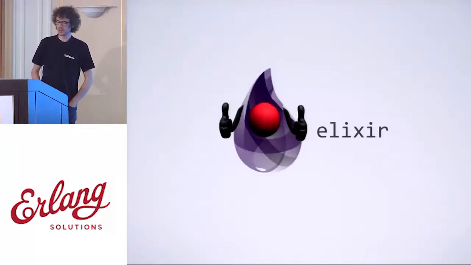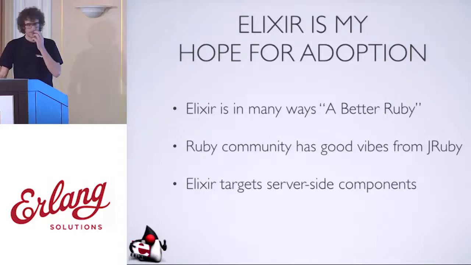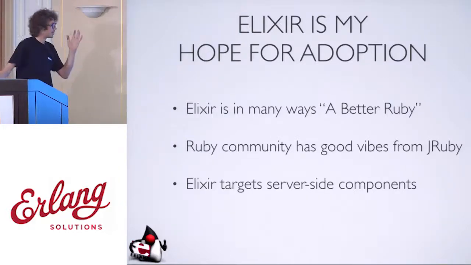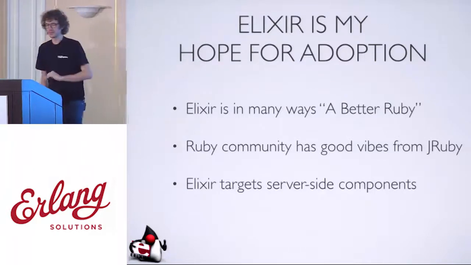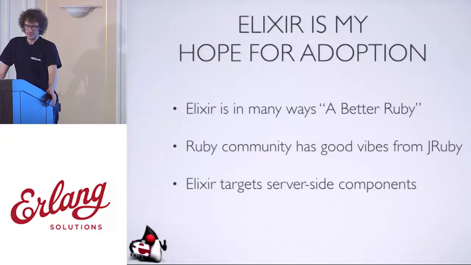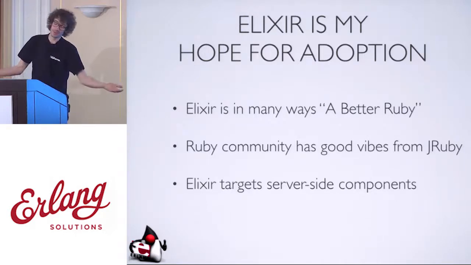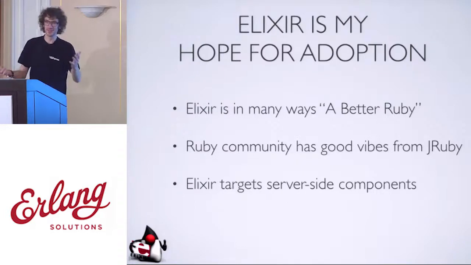Quite recently, I spent some time actually getting Elixir running, and it works quite well. So I really think Elixir is an interesting case for Erjang because in many ways it's a better Ruby, but in particular the Ruby community has quite good vibes from JRuby, which is a Java Ruby implementation. And I think because of that, it could make Elixir more interesting maybe to some people. And this could be a way that also Erjang could get adoption and get some interest once Elixir picks up. So I'm hanging my hat on that.